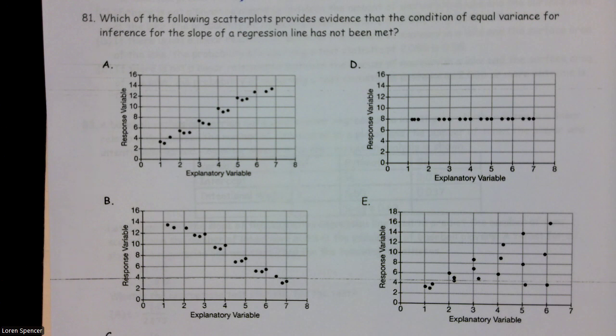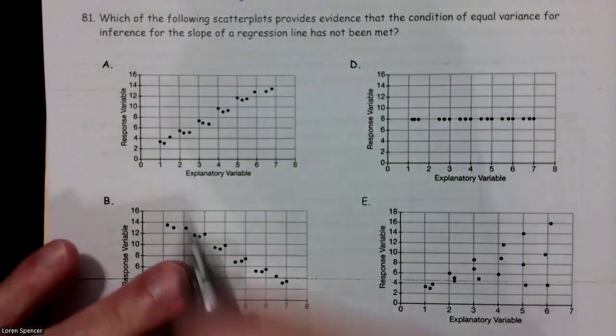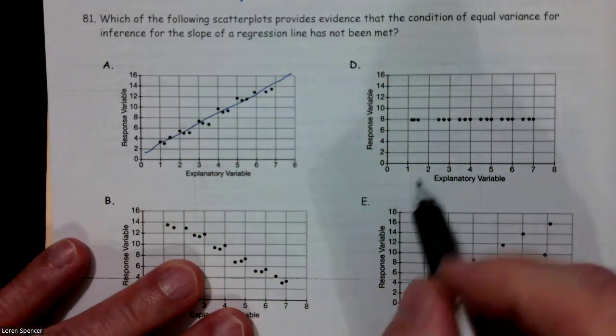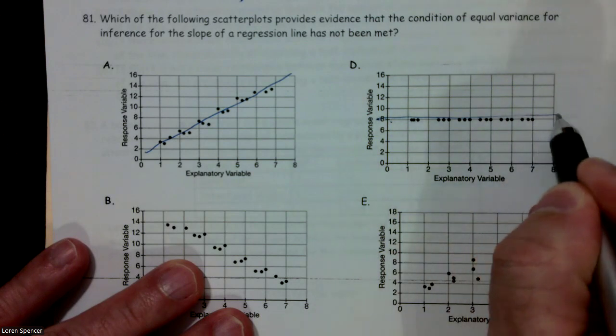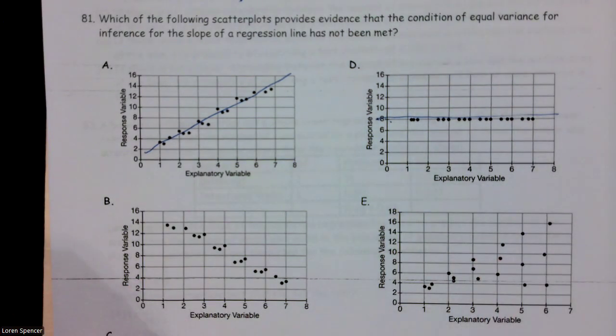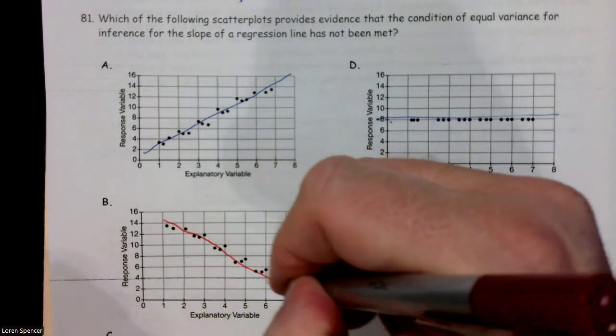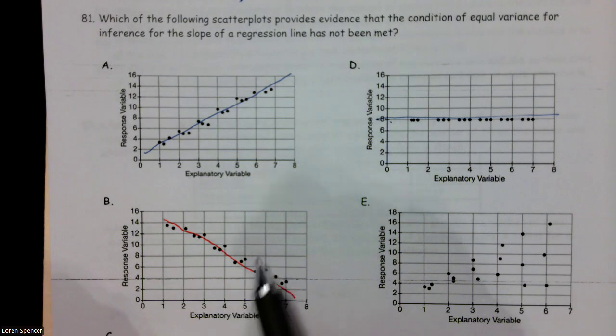Which of the following scatter plots provides evidence that the condition of equal variance for inference for the slope of the regression line has not been met? The way we need to look at it is, are the data points spreading out? If I were to draw a line, it looks like the data points are staying fairly similar. Here, there's absolutely no variation, which is crazy. Rarely happens. Here, pretty consistent. It's definitely not getting wider or narrower.